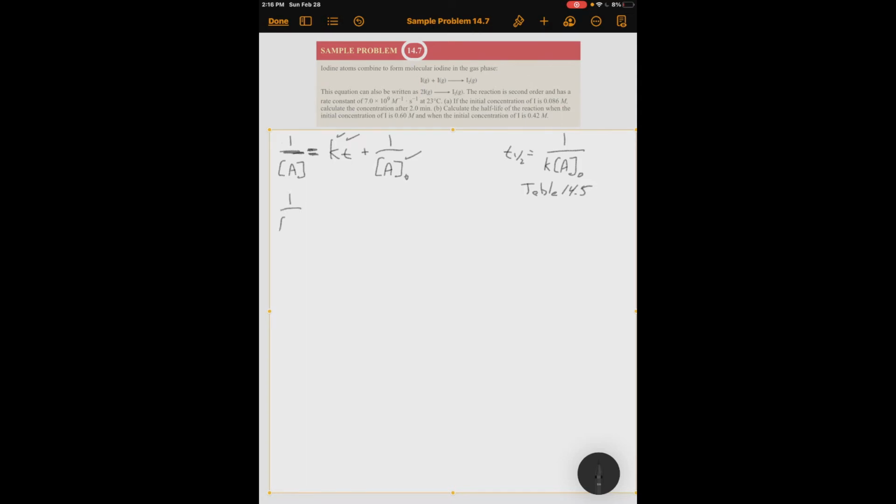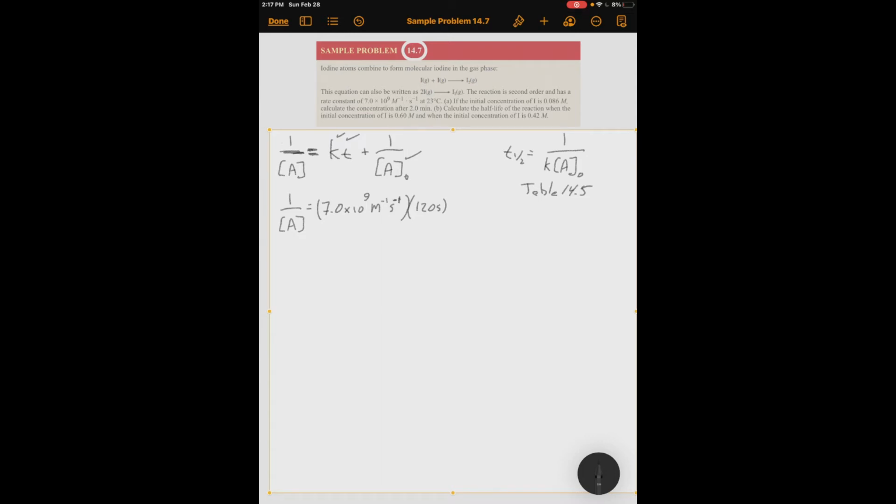1 over the concentration of A. A is the iodine we're looking for, is equal to K. Now, this value of K is gigantic. It's a really large value of K, which means that this reaction is fast. The larger the value of K, the faster the reaction is. The amount of time is 2 minutes, but we want to have it in seconds, so that's 120 seconds. Okay, right? Why do I want it in seconds? Because the rate constant is in reciprocal seconds there, so we're going to have the same units.